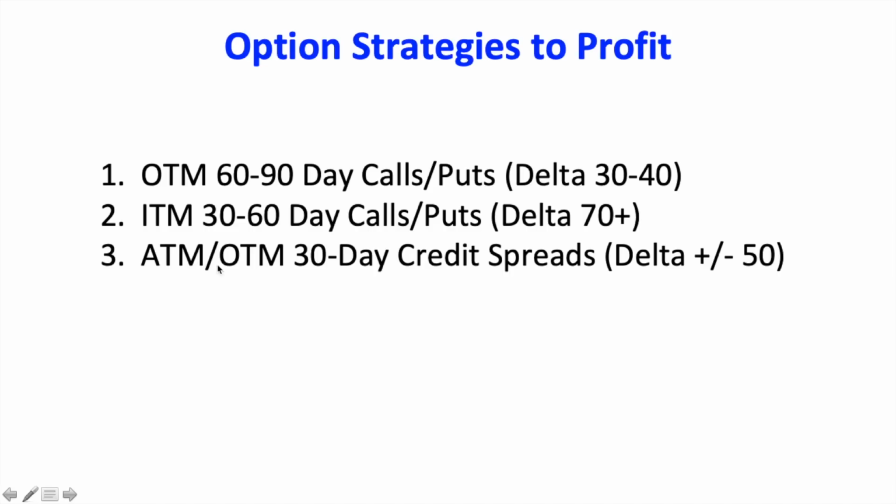You can use in the money shorter term options, 30 to 60 day calls and puts with a delta of around 70. Doing that will squeeze out a lot of the time value and reduce time value risk. And then lastly, you can increase probability by selling an at the money or even slightly out of the money 30-day credit spread with a delta in the area of 45, 50, somewhere in there, and profit as long as the stock does not go against you. Those three ways are really excellent ways to profit using this strategy.